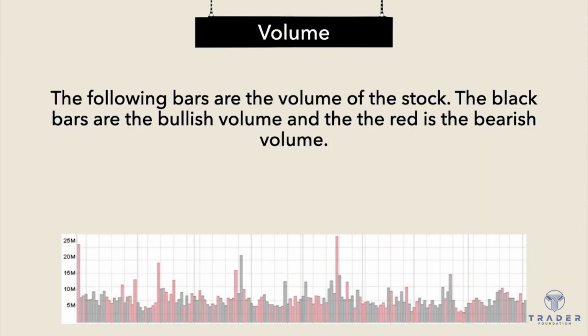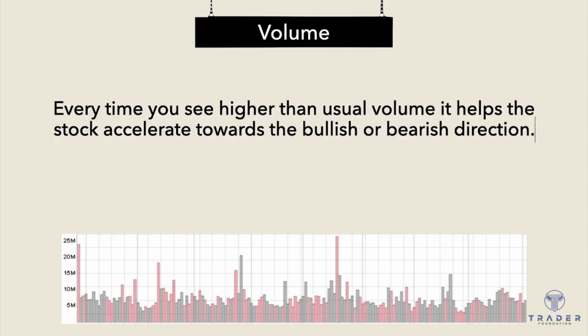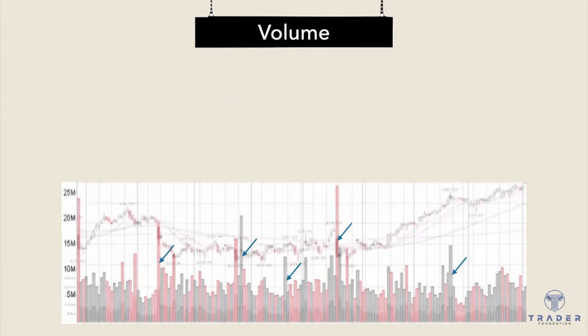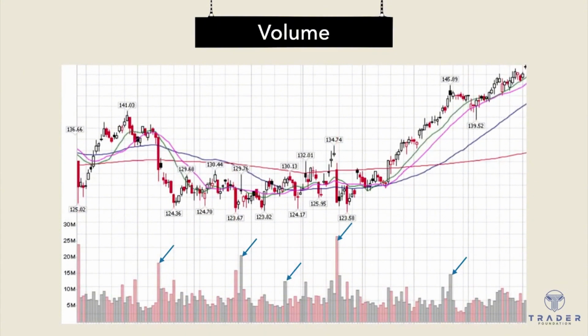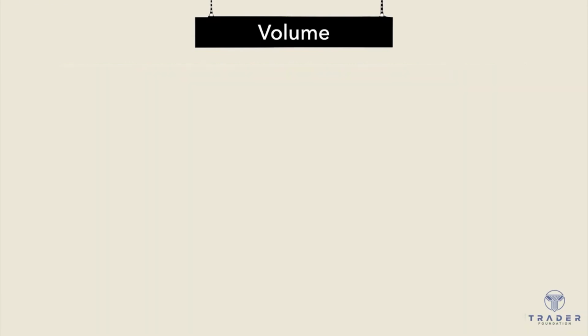The following bars are the volume of the stock. The black bars are the bullish volume, and the red is the bearish volume. Every time you see higher than usual volume, it helps the stock accelerate towards the bullish or bearish direction. So if you take a look at the chart that's expanded, you could tell that every time the volume is up, you could see that there's a shift in the stock in that direction for a certain amount of time.